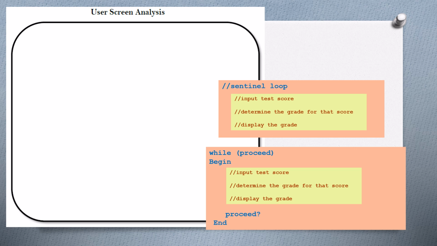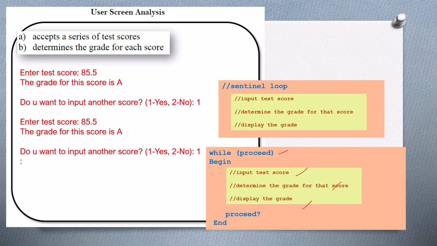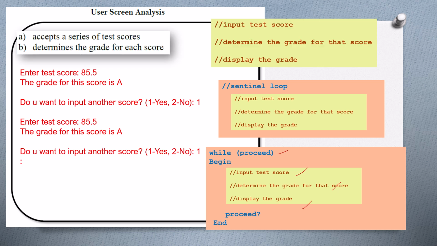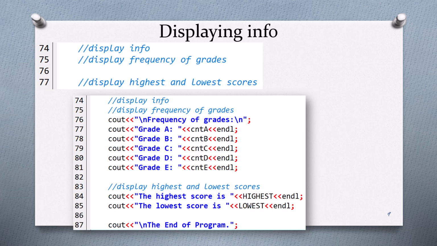Next one is on this sentinel loop. The sentinel loop we have covered just now: while proceed, and everything is inside the while loop. So done this one, done this one. Lastly is to display the information. You want to display the frequency of the grades and you want to display the highest and lowest.